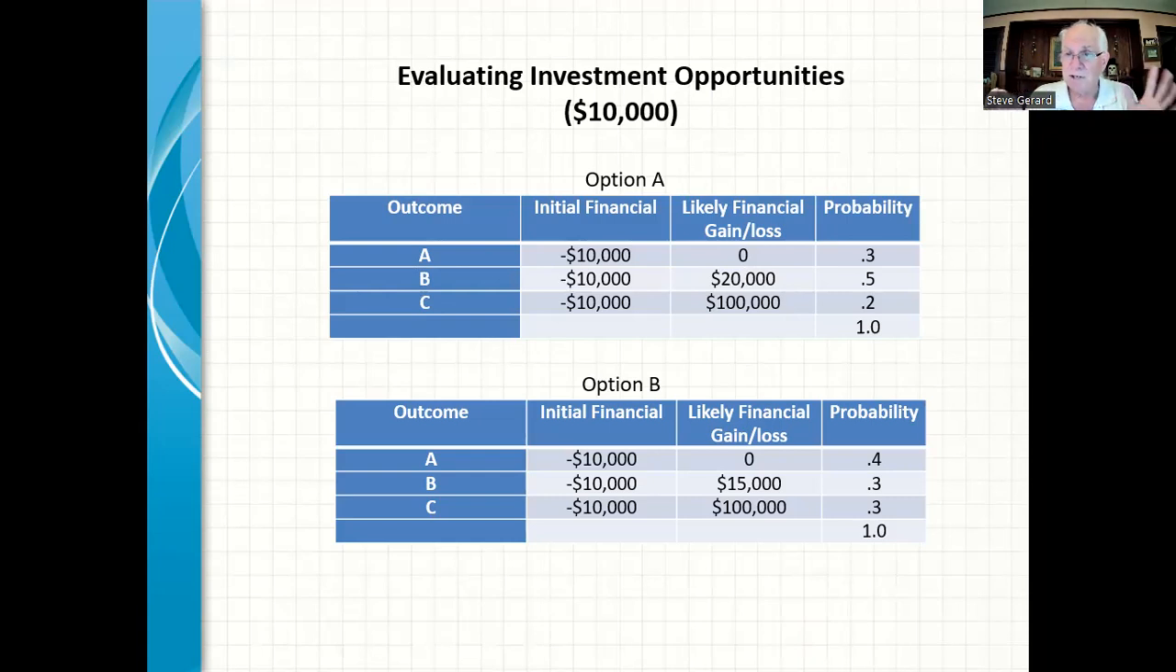Option B is a very similar thing. You put your $10,000 down, and outcome A again is you get nothing. You lose everything. Unfortunately, with option B, there's a 40% chance you're going to lose everything. Outcome B is you make less money: you only make 15,000, where option A was 20,000, and the probability is only 0.3. And outcome C is you get $100,000 back, and there's about a 30% chance of that. So there's a better chance of making it big on this one.